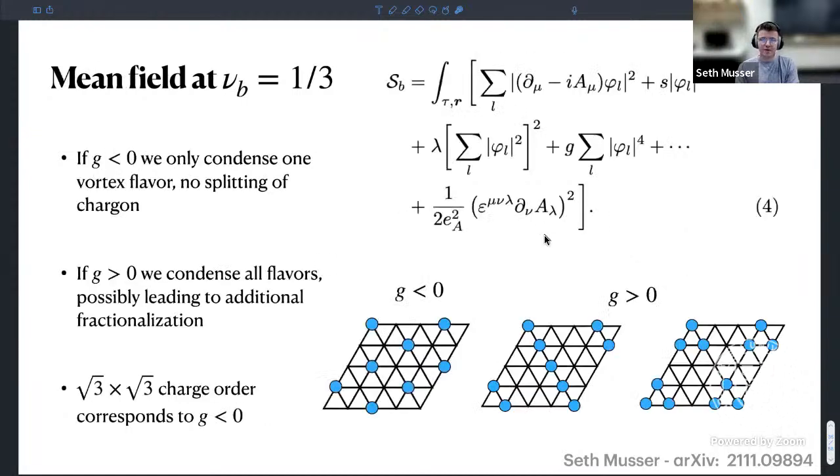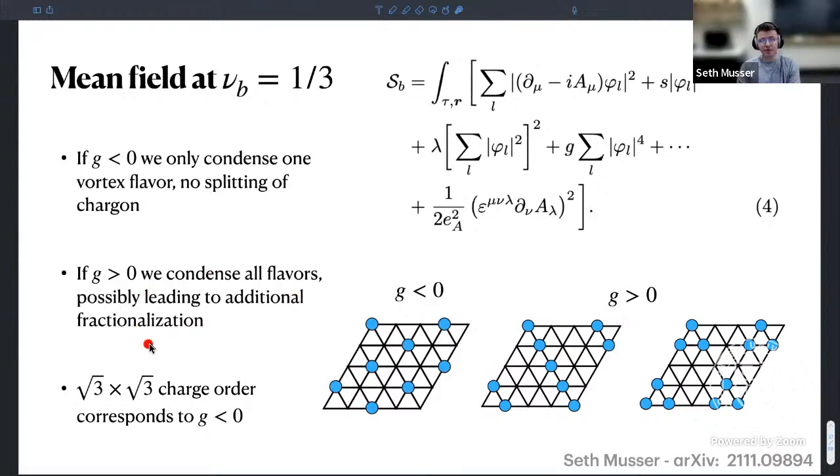And Birkhoff and Balents look at what happens at mean field for this type of theory at 1/3. So if G is less than 0 at 1/3, this is this quartic term G. G is less than 0. We condense only a single vortex flavor, and so at the critical point, if you condense only a single one, there's no splitting of the charge, no e/3 particles. And it turns out that the charge density wave associated with this G less than 0, only a single one condensed, is of the √3 by √3 type.